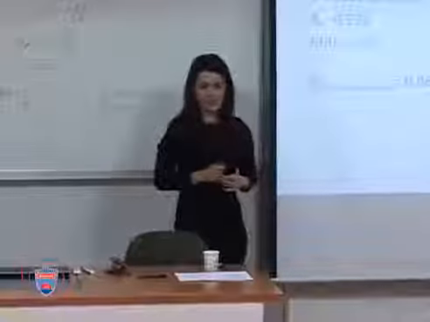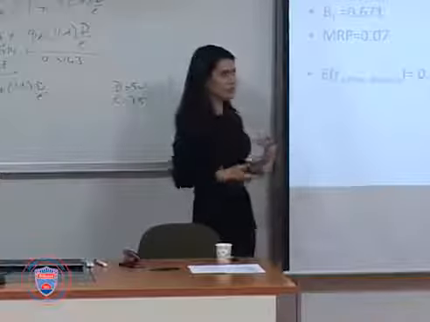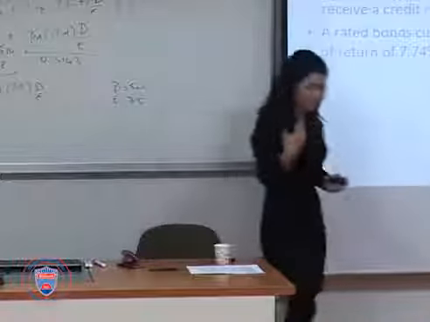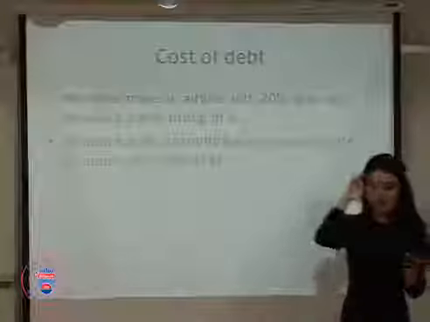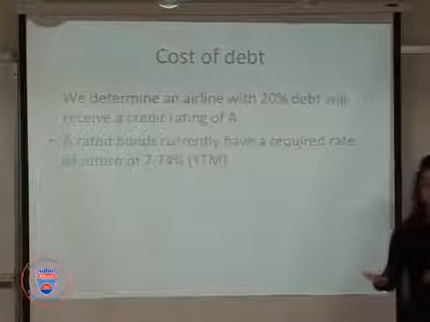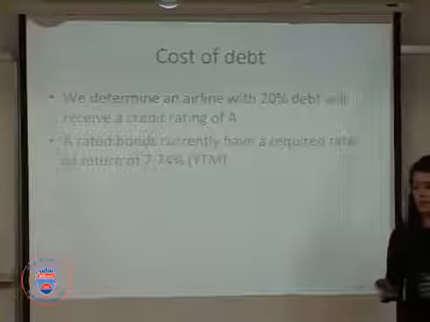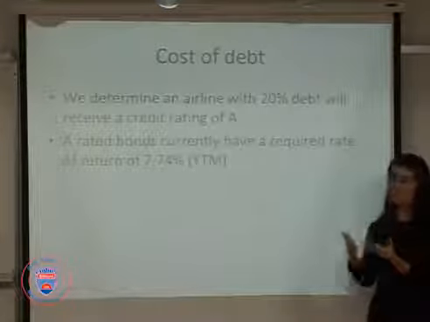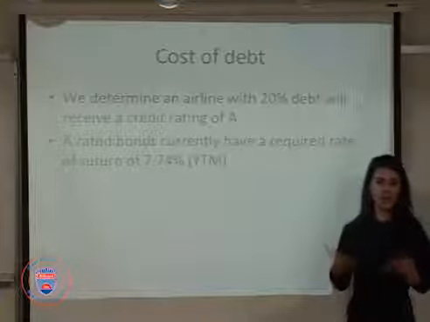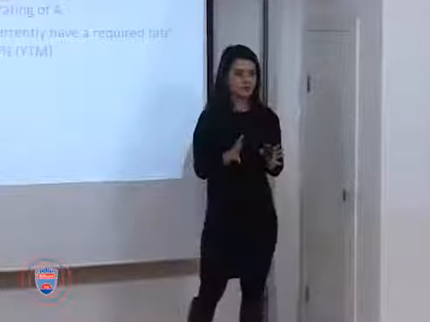What else do I need? I calculated cost of equity. Cost of debt. Okay. So suppose that I look at the industry and I determine that since I'm not in the airline division, I have no idea about cost of debt of airline companies. And I look at other companies and I see that if an airline company has 20% debt, it generally has a rating of A.